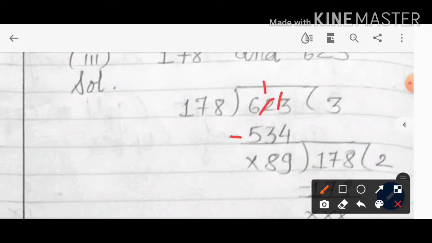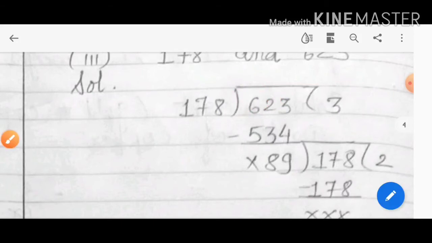Again we cannot subtract 3 from 1. So we'll borrow from here. It will be 11. 11 minus 3, 8. So 89 is the remainder here.